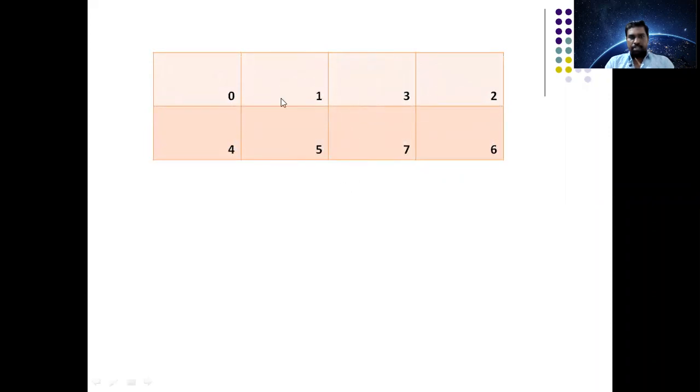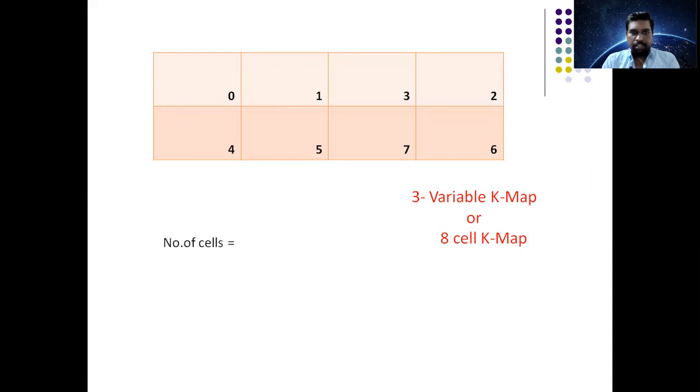So these are the cell numbers given, right? It is a 3 variable K-map, or you can call it an 8 cell K-map. Now the first observation is number of cells. Same, these four will be same. Okay, first number of cells. By seeing the diagram itself, it is clear that we are having 8 cells.